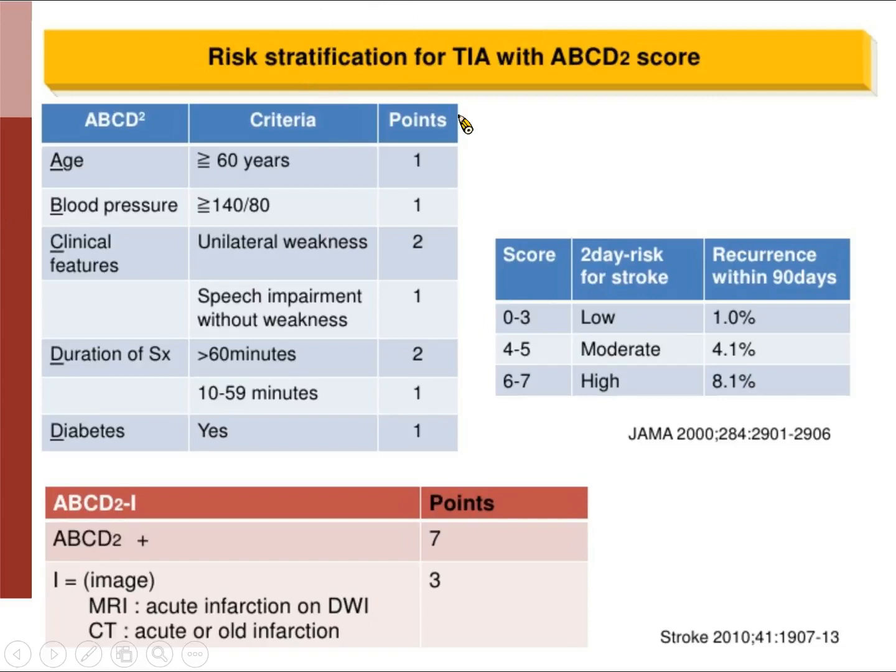When we need to give a patient medication for stroke prevention, if a patient has a TIA, a stroke-like symptom, we can calculate the ABCD2 score. If the score is greater than four, it is moderate to high risk for stroke. So those patients need to be given antithrombotic drugs for stroke prevention.